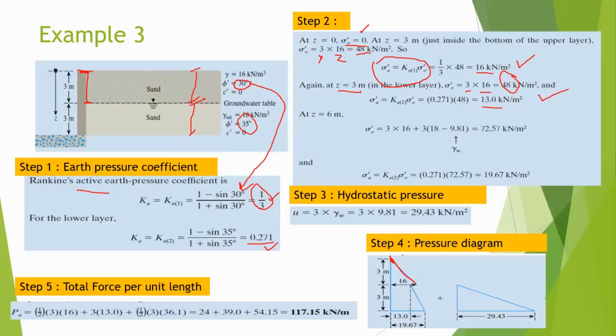Okay? So, yang ni adalah 16. 13 mana? 13 ni kita tolak ke dalam sikit. So, tolak ke dalam sikit. Dia ni dah 13, okay, ini dah 13. So this value is 13, okay, this value is 13. Okay, so dah settle untuk 3 meter untuk satu layer ni. Terus kita pergi bawah, okay.